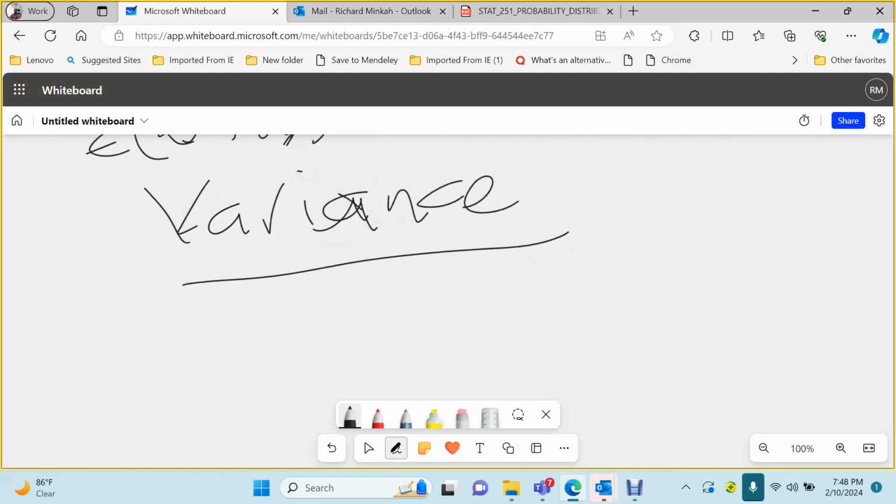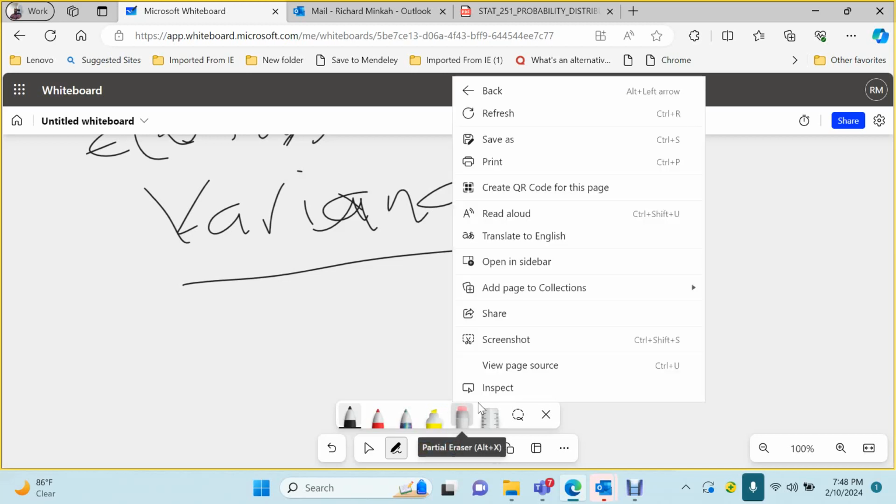Now the variance of the random variable x defined as... you see, yeah. So I have to start from what you know already, which is from your SS and also level 100.